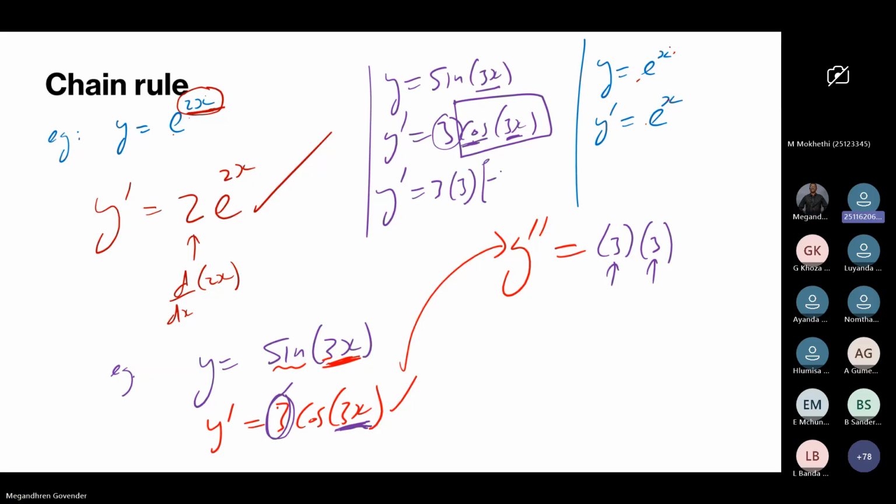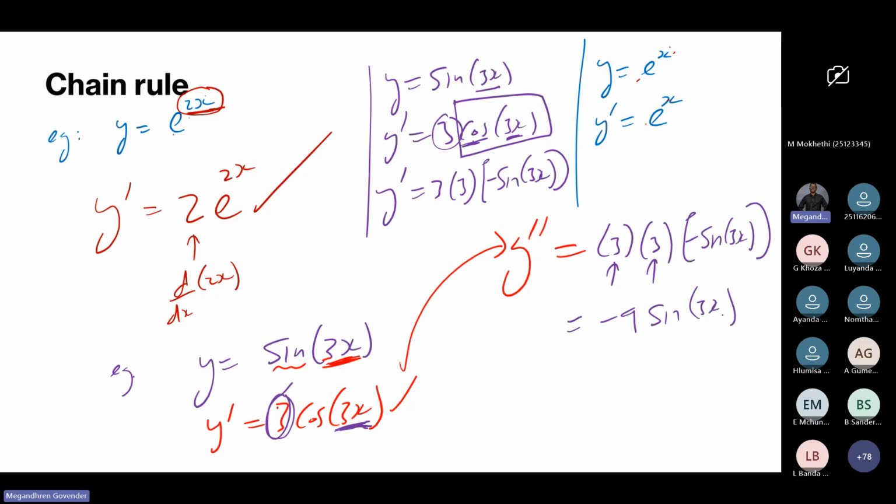Minus sine something. Yeah, we can all go home now. Game over. That's the answer. Do you understand? Yes, do it slowly. So the final answer will be minus 9 sine of 3x.